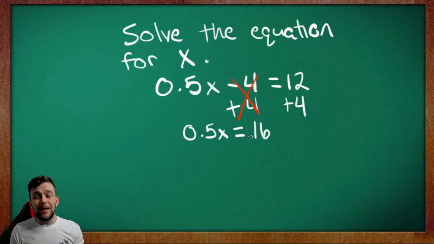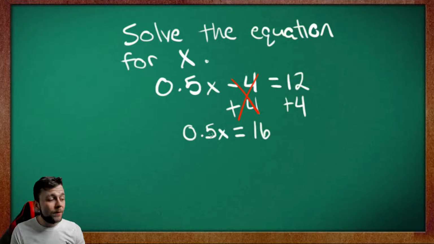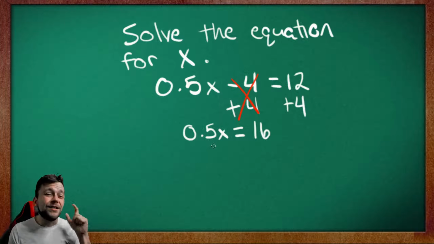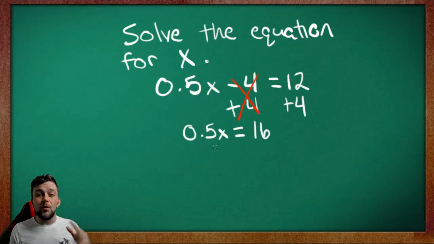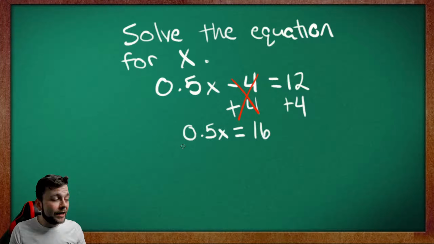So this is where people might get a little bit afraid. What is the inverse operation of what's happening here? You have 0.5 and an x. It's still your constant, it's still your coefficient, so it's being multiplied by the x. So what we must do is divide by 0.5.